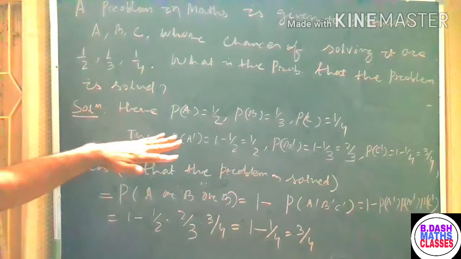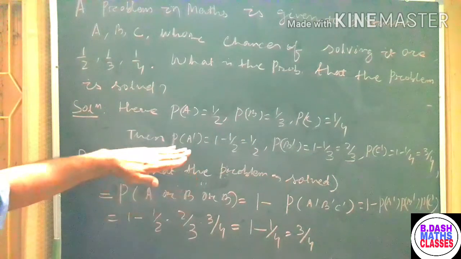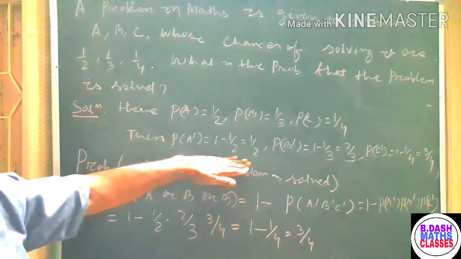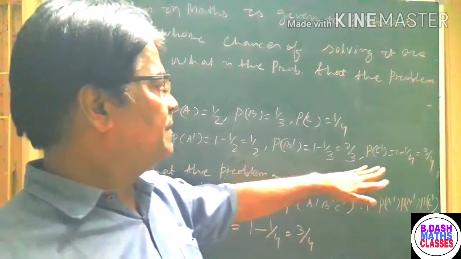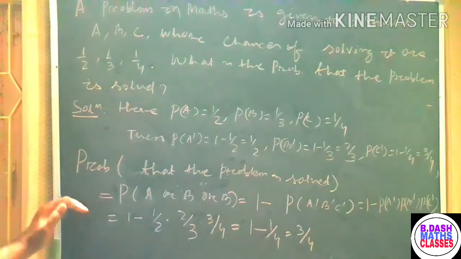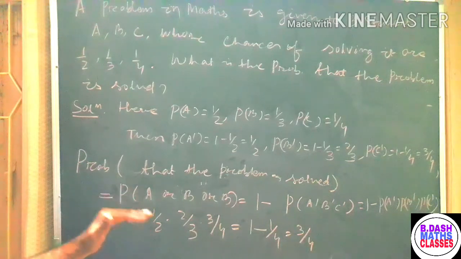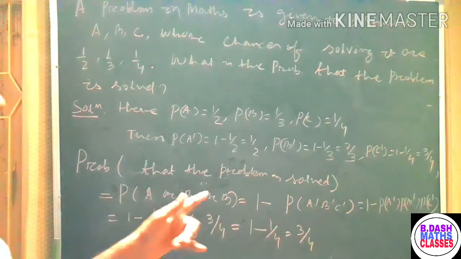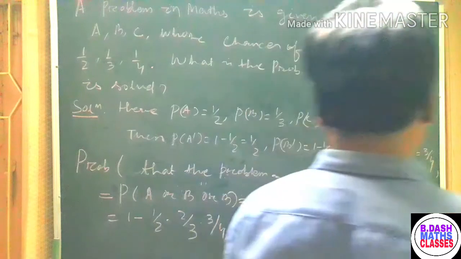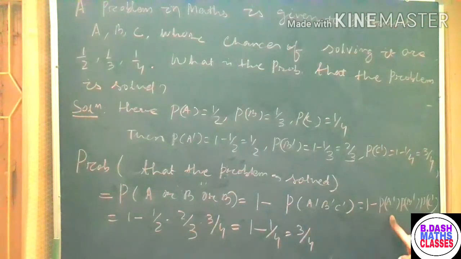Here P of A, P of B, P of C are given. Now P of A dash is equal to 1 by 2, P of B dash is equal to 2 by 3, P of C dash is equal to 3 by 4. The probability that the problem is solved is P of A or B or C, that is 1 minus P of A dash, B dash, C dash, which is equal to 1 minus P of A dash, P of B dash, P of C dash. So let us put the values, and after simplification, the answer is 3 by 4.